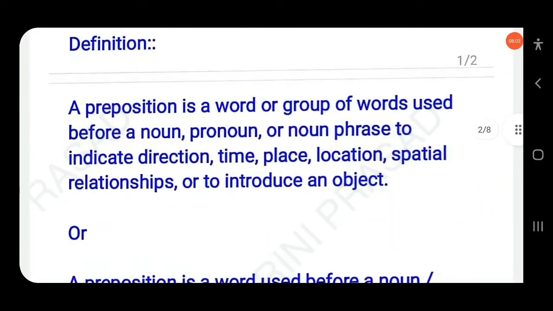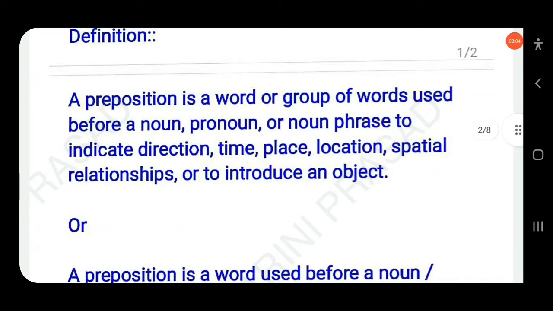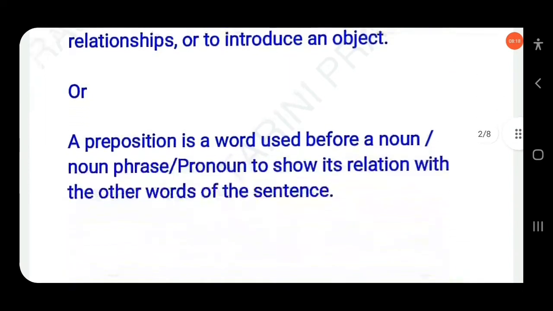So here, this is the definition. A preposition is a word or group of words used before a noun, pronoun or noun phrase to indicate direction, time, place, location, spatial relationships, or to introduce an object. Or you can say a preposition is a word used before a noun, noun phrase or pronoun to show its relation with the other words of the sentence. Okay, so here look at the screen.